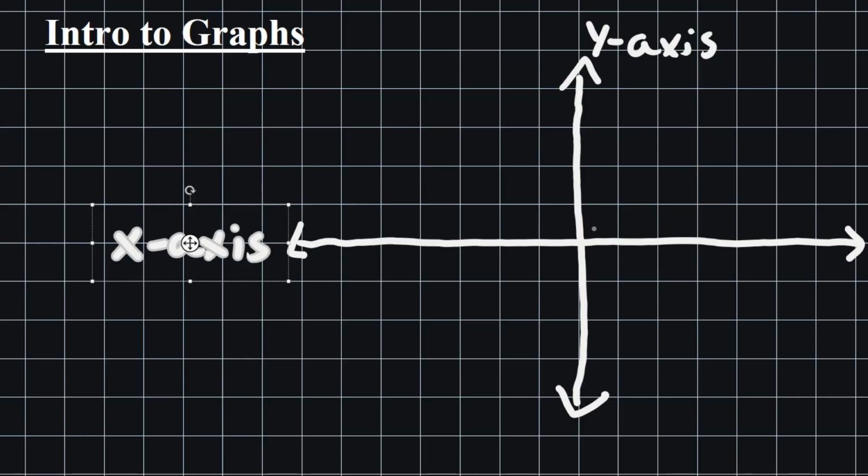The y-axis and x-axis make up a graph. And you can see this graph has four sections. It has this section over here, over here, over here, and over here. It has four sections, or to be more precise, it has four quadrants. So these are all called quadrants. Let me write that down. Quadrants.